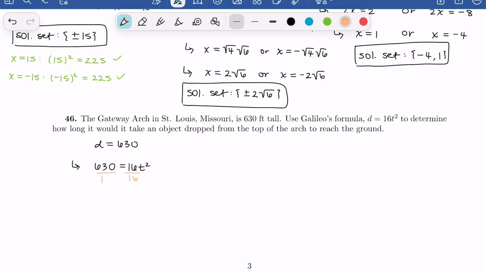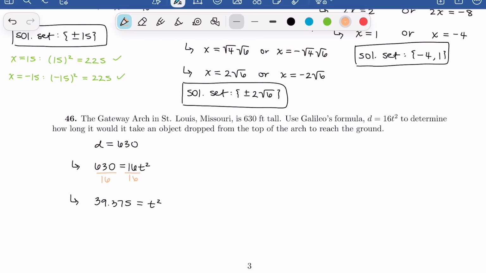Firstly, I'm going to divide both sides of the equation by 16 here so that we can get t squared completely isolated. Doing so, I'm going to end up with 630 divided by 16, which is not a whole number, so we're going to go ahead and round it here. This is going to be approximately 39.375 is equal to t squared.